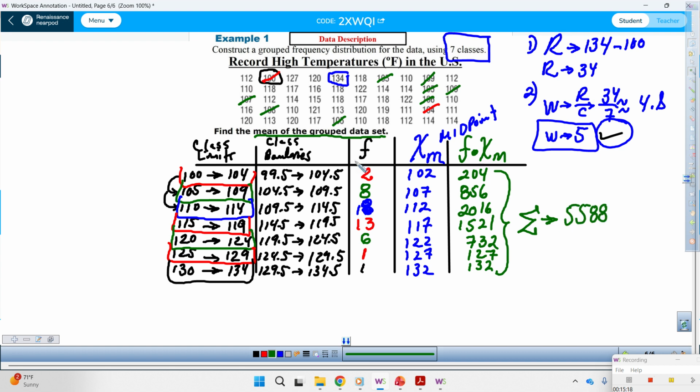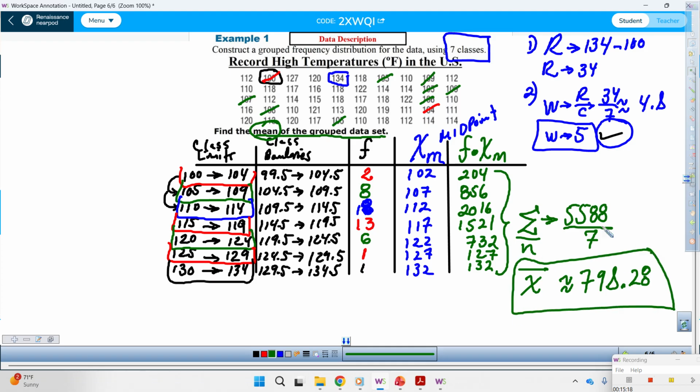5,588. And now to find the mean, remind your neighbor how to find the mean of anything. You add the numbers and divide by what? How many numbers? So how many numbers do we have? 1, 2, 3, 4, 5, 6, 7 numbers. Divide by 7. So this is what? 798. Exact? 0.28, approximately. And this is what we call the mean.